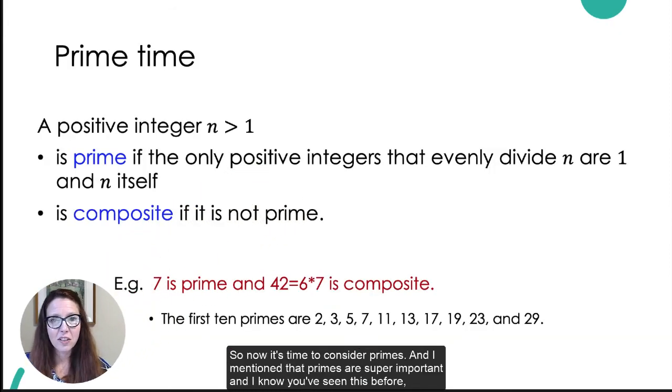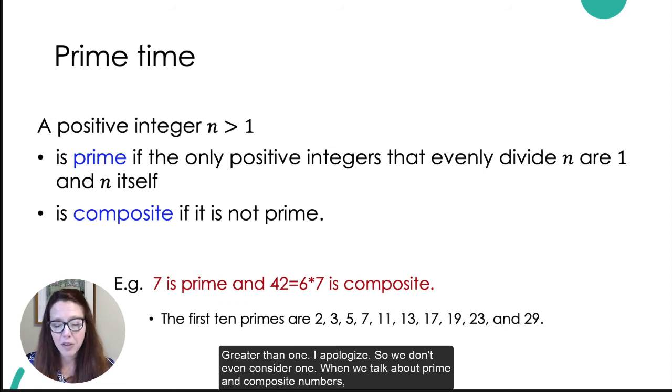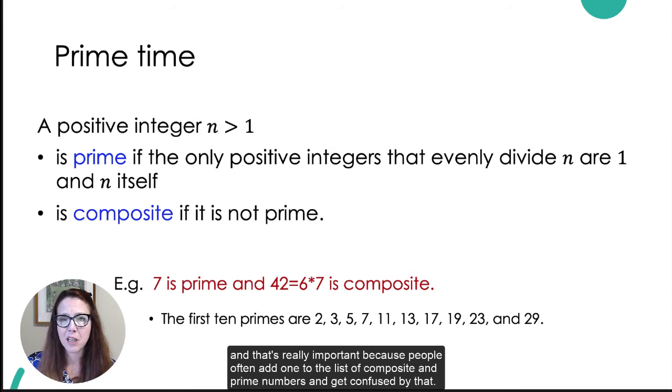Okay, so now it's time to consider primes. I mentioned that primes are super important, and I know you've seen this before, but just so that we all have the same definition, a positive number greater than 1 is prime. I apologize. So we don't even consider 1 when we talk about prime and composite numbers. That's really important because people often add 1 to the list of composite and prime numbers and get confused by that.